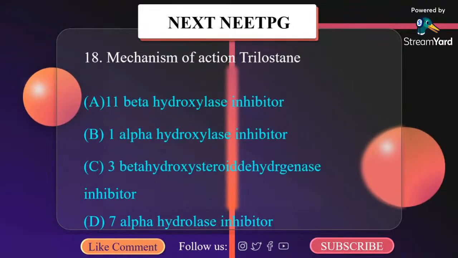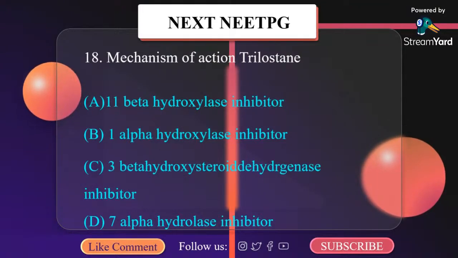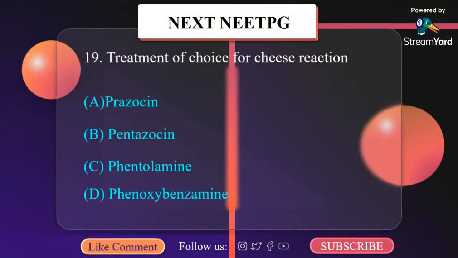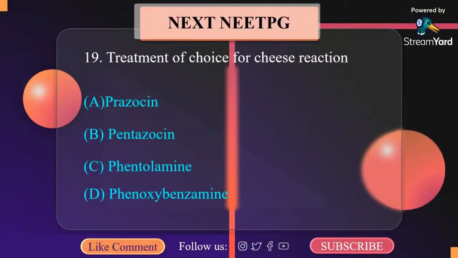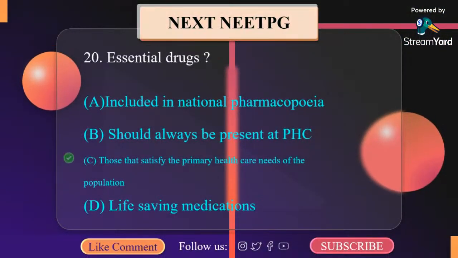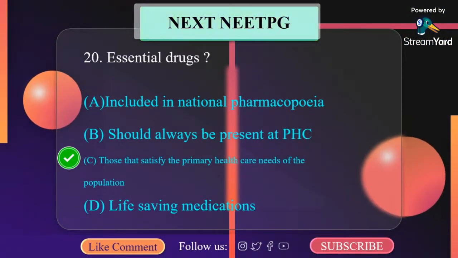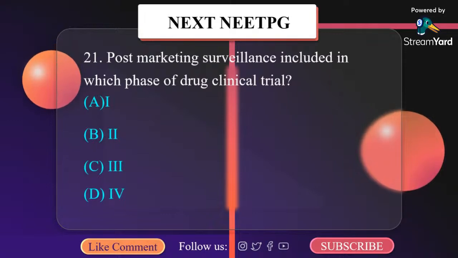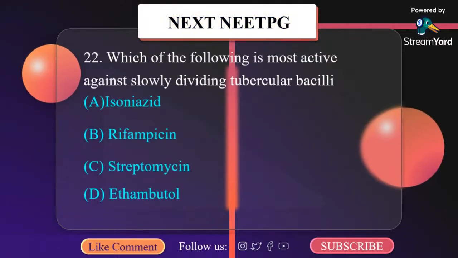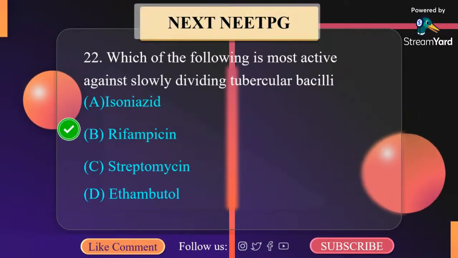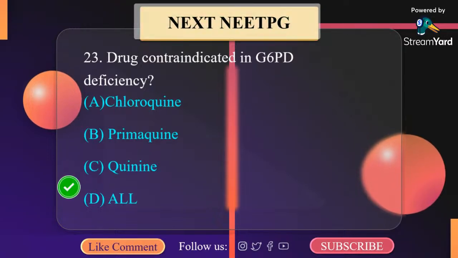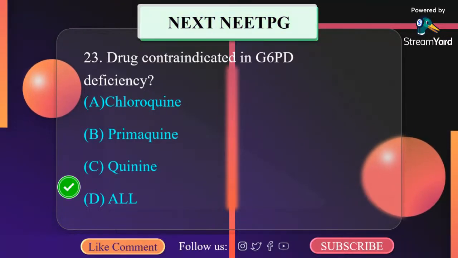Mechanism of action of trilostane is that it is a 3-beta hydroxysteroid dehydrogenase inhibitor. Treatment of choice for cheese reaction is phentolamine. Essential drugs are those that satisfy the primary healthcare need of the population. Post-marketing surveillance is phase 4. Which of the following is most active against slowly dividing bacteria? It is rifampicin. Drug contraindicated in G6PD deficiency is all: chloroquine, primaquine, quinine.